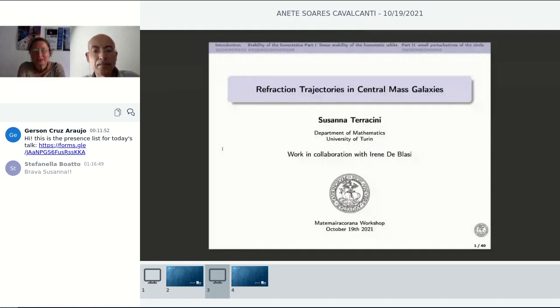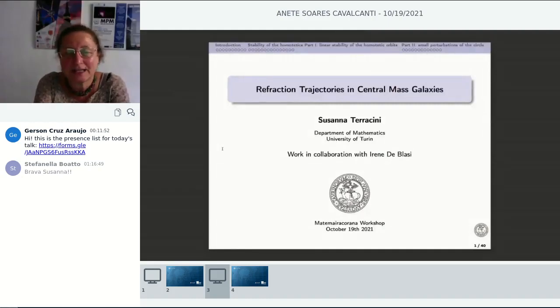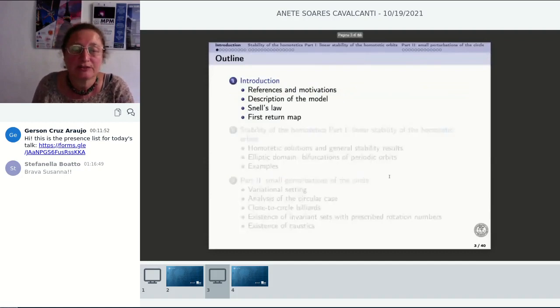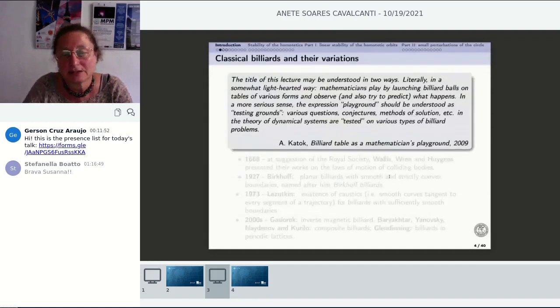Okay, so first I would like to thank the organizers for this invitation. I'm very happy to be here, virtually. And what I'm going to share with you today are some results about refraction trajectories in central mass galaxies that I've been obtaining in collaboration with Irene De Blasi. So I will first introduce the problem, and then I will talk about two kinds of results: the stability of homothetic solutions and the case of small perturbation of the circle. Okay, let me go to the introduction.